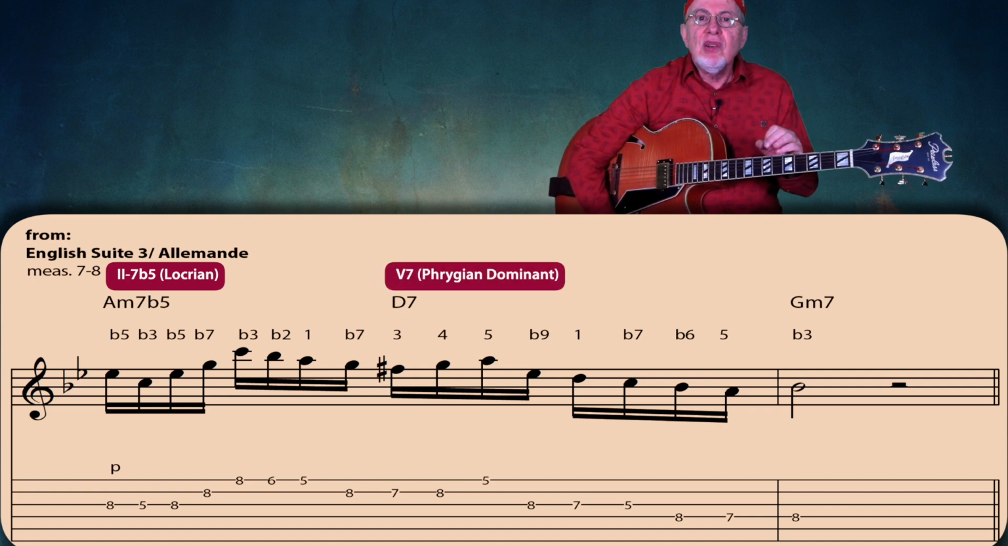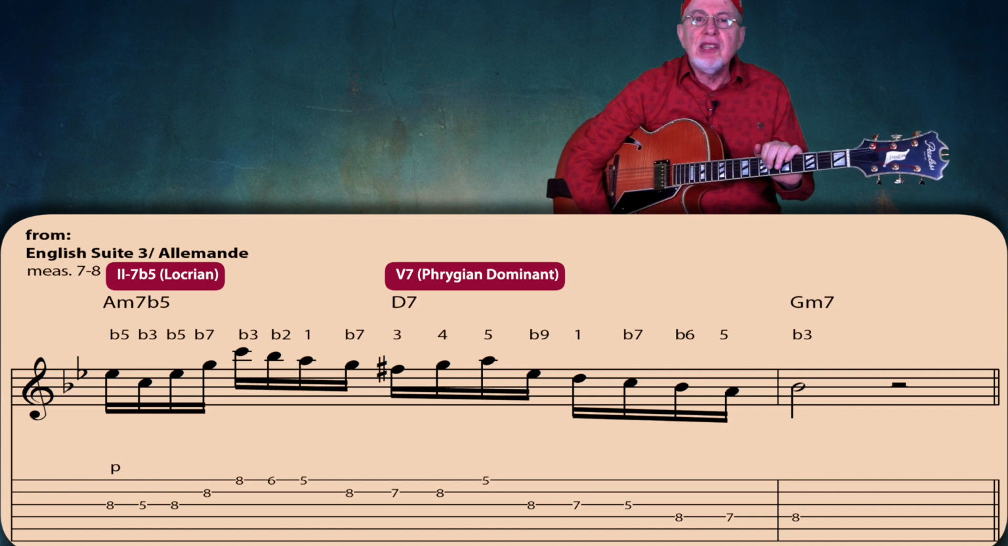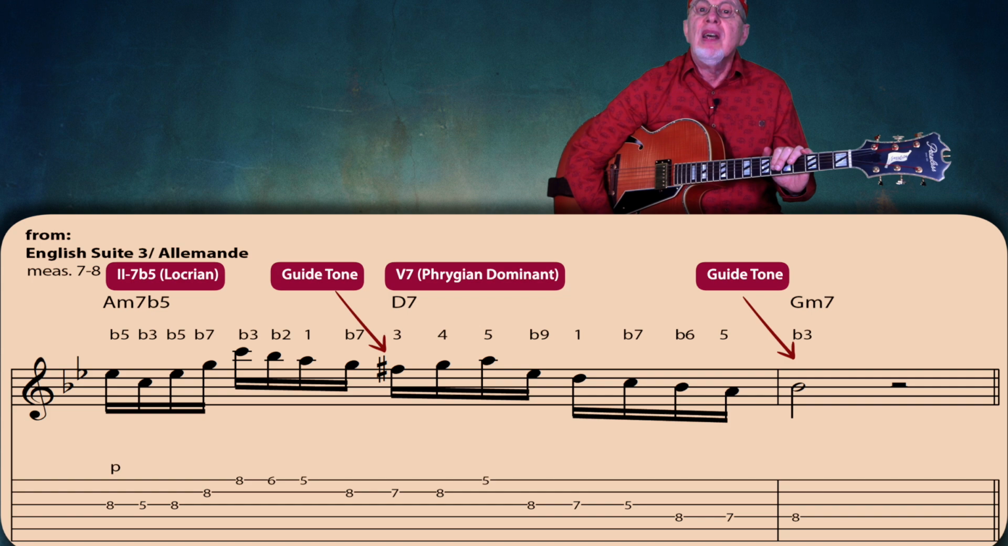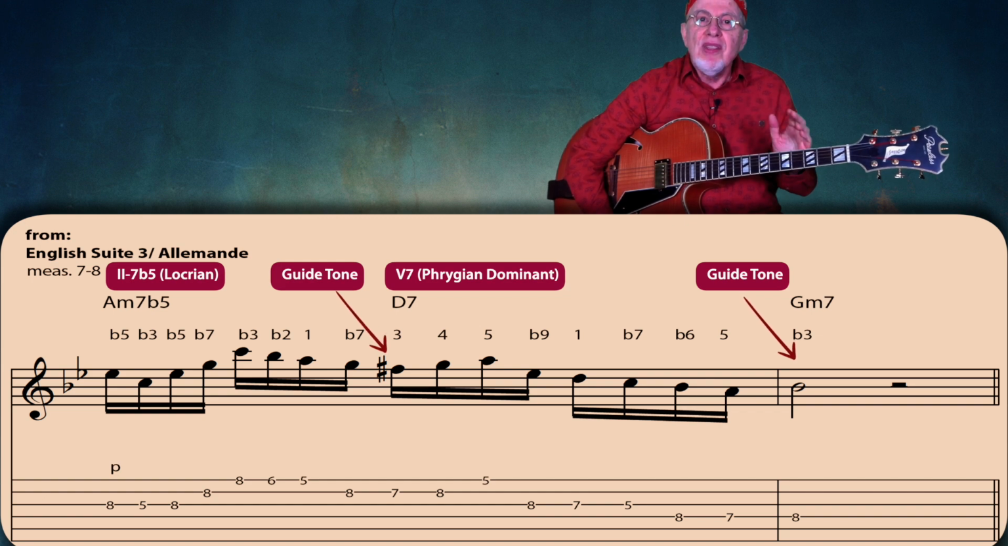What we can see here that has been adopted by jazz improvisers is the use of guide tones at the point of transition between chords. Notice the flat 7 transitioning to the 3 between the 2 and the 5, and the 5 to the flat 3 between the 5 and 1 chord. Next, let's look at measures 7 and 8 of Gavotte 1, also from Bach's English Suite number 3.